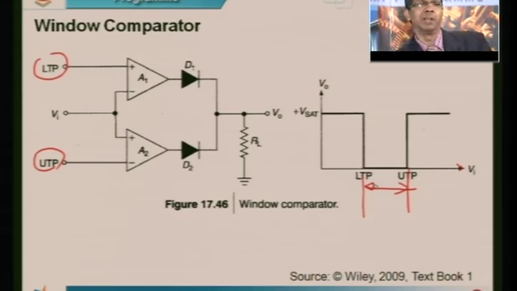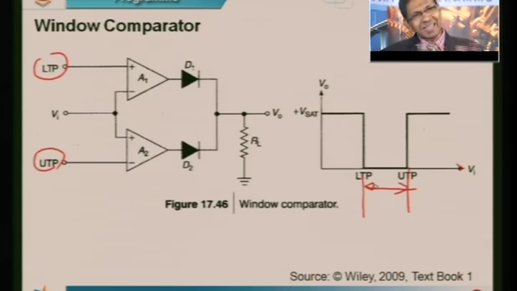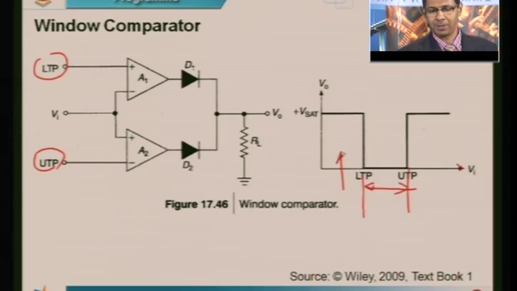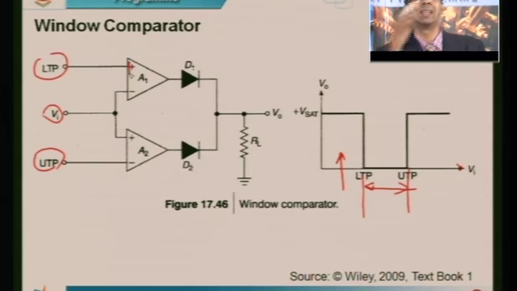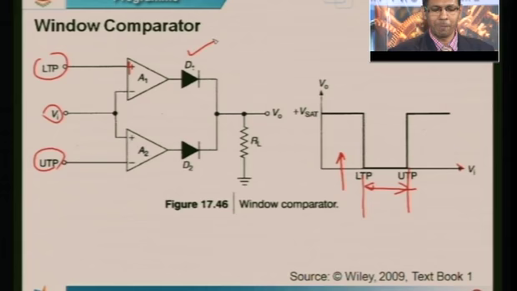Now let us say initially the input is less than the lower threshold point. Let us say I am at this point. At this point what happens? My input Vi is less than the lower threshold point. So the input at the non-inverting pin is larger because Vi is less than the lower threshold point. So this op amp is going to be plus Vsat, in the sense this diode would now be forward biased and it can conduct in this fashion.